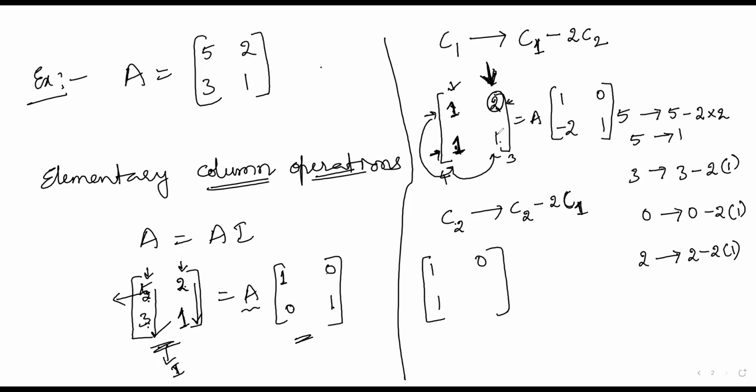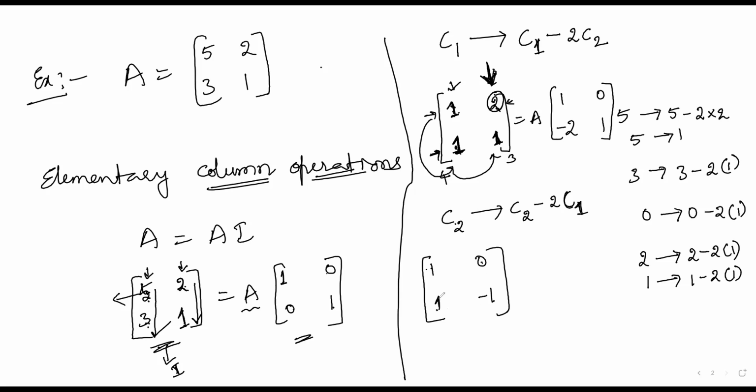Then how will this 1 change? 1 becomes 1 minus 2 times C1, and C1 is 1 here. So this is minus 1. So 1, 0, then 1, 1, 0, then 0, 1.